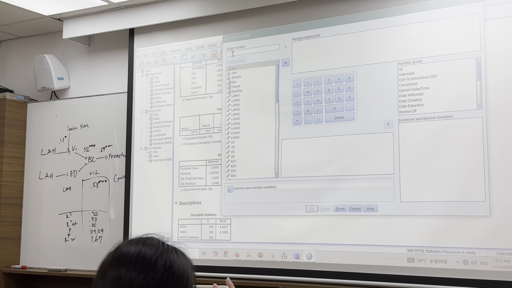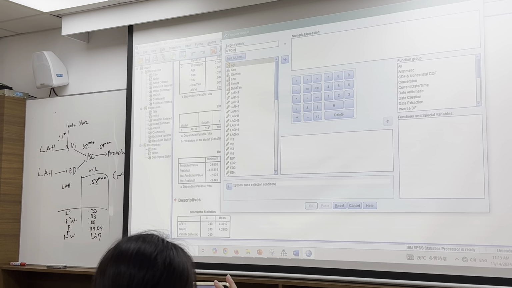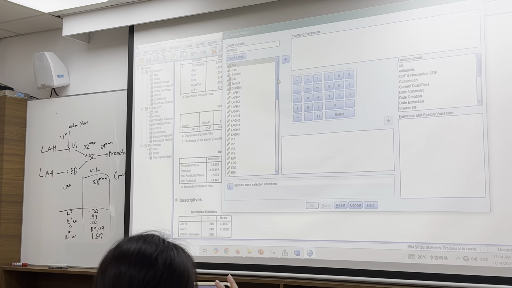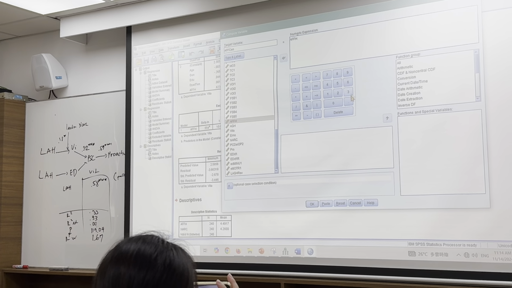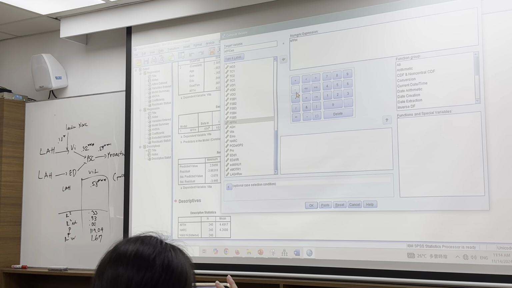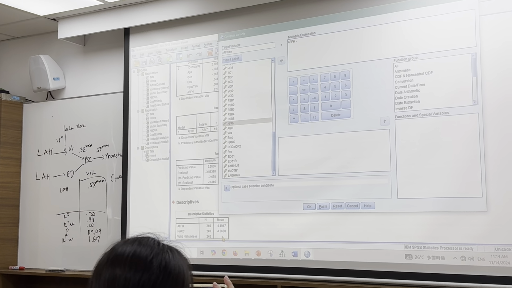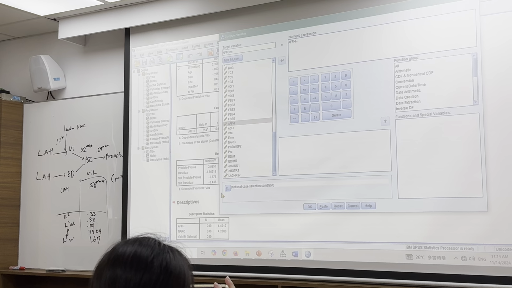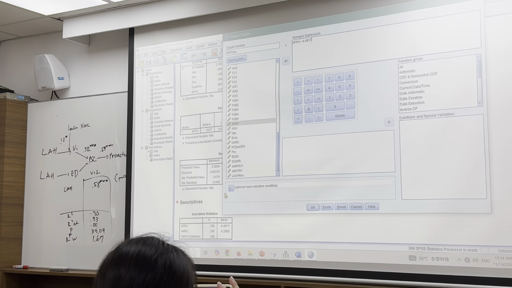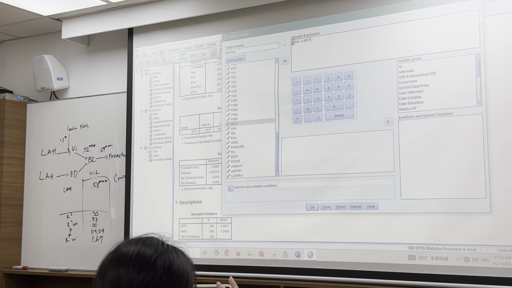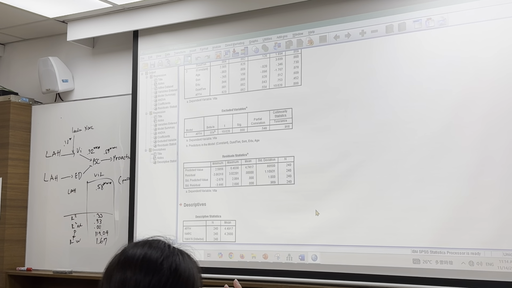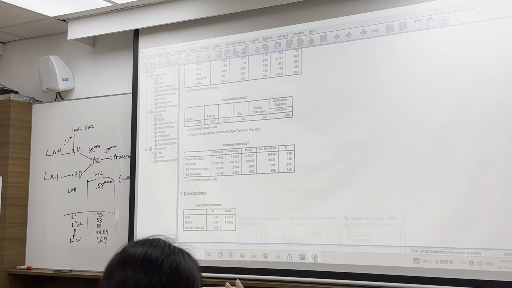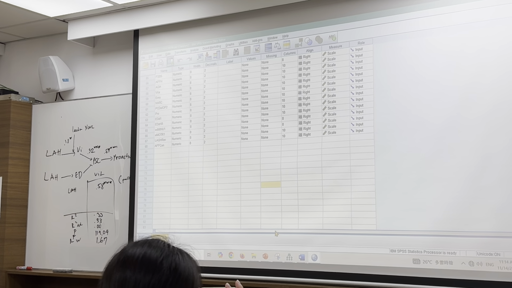Next, analyze, transform, compute variables. And I will try to make, let's say, AFF center. Here I will pick out the AFF mean construct minus 4.4917. Okay, so this is the mean construct minus the mean value. All right, so we have the new construct here, AFF center.